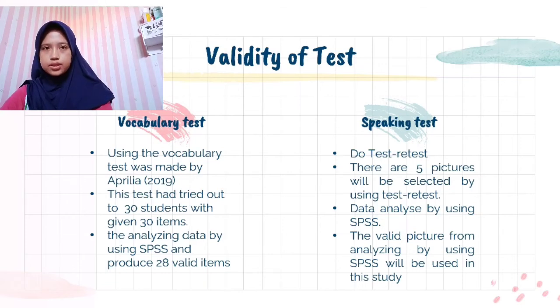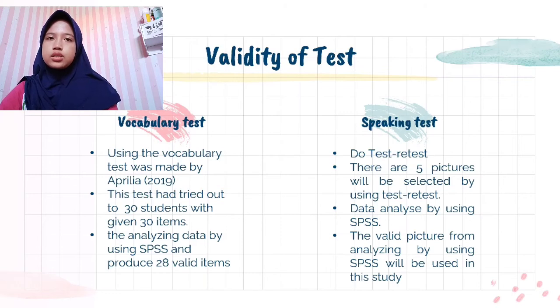Next is validity of English speaking test. The validity of the English speaking test will be checked by doing a retest, which will be done several times. The test that will be given is a role play by telling or describing a picture that has been selected or given to the student. There are 5 pictures that will be randomly selected to be used in this test.